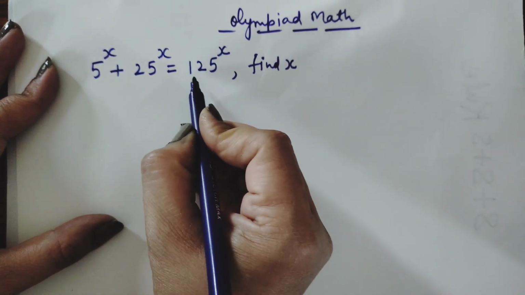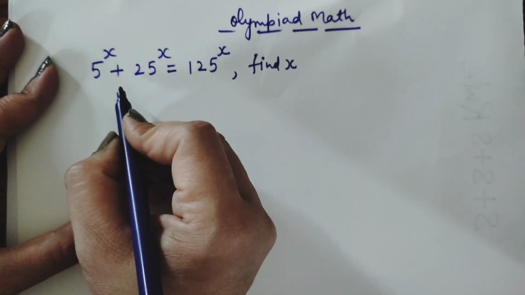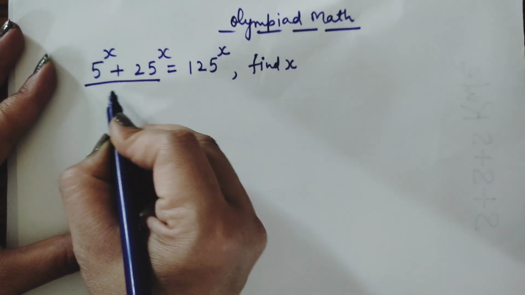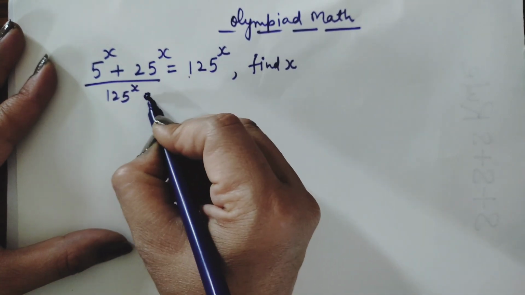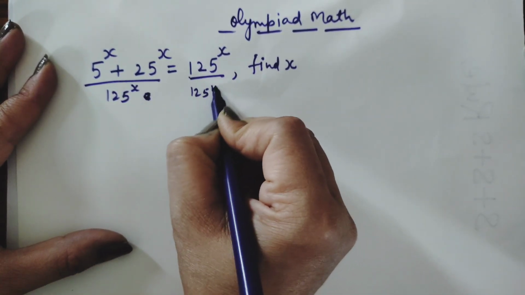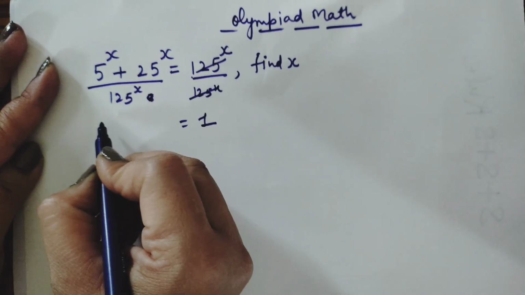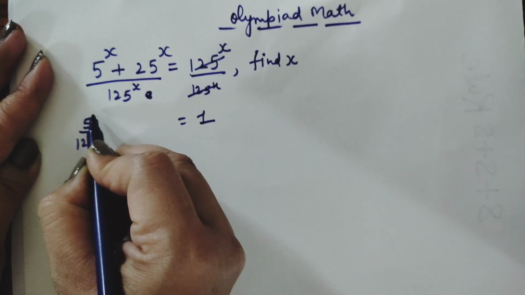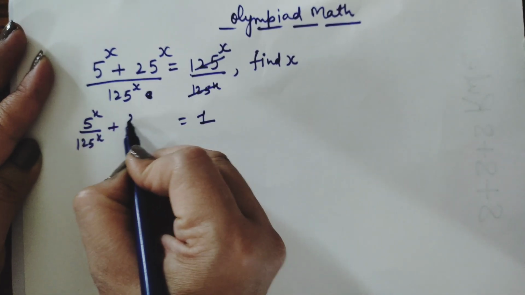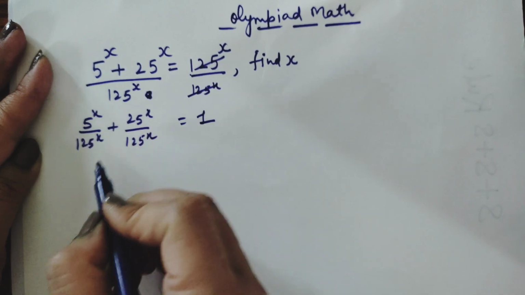First of all, you can see the right hand side is 125 power x. So we will divide by 125 power x on both sides. This one cancels out, so it will be 1, and on the left it is 5 power x upon 125 power x. Similarly, 25 power x upon 125 power x.